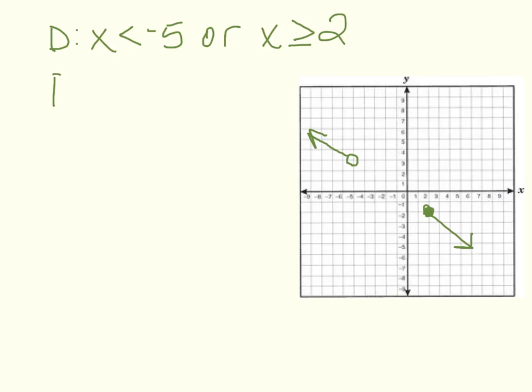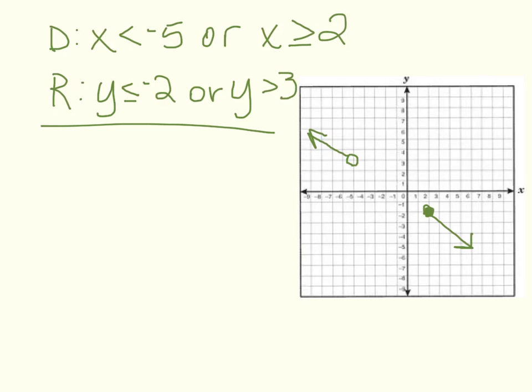For the range, I'll be looking at the y-coordinates of the two endpoints. So my first inequality is y is less than or equal to -2, or y is greater than 3. For interval notation, we're going to be looking at the first line right here. Now, I already said that x will go infinitely in the negative direction. So in interval notation, that's what we start with. So our domain goes from -infinity to -5.